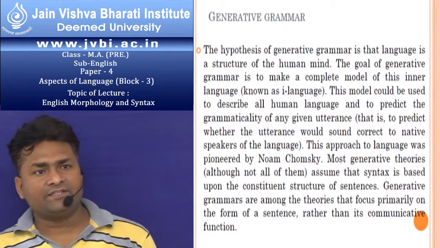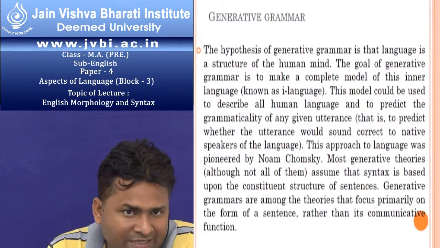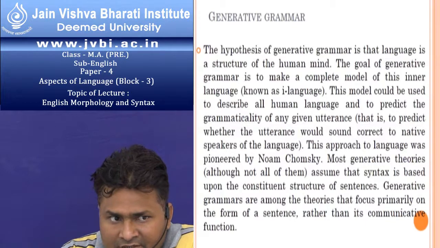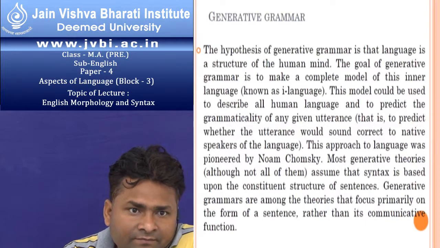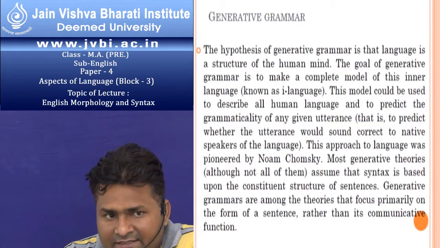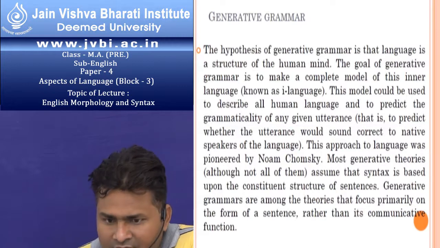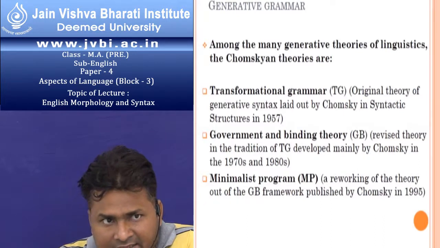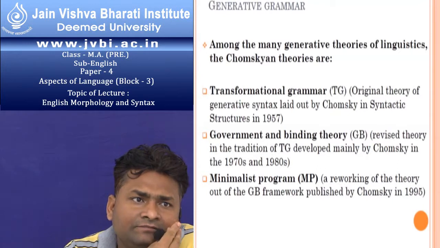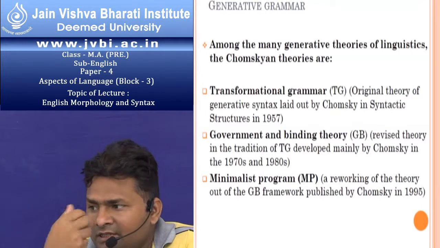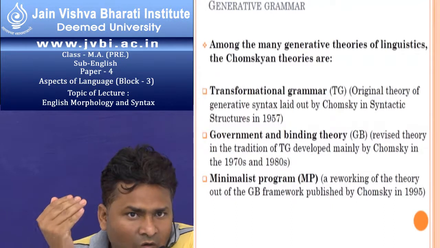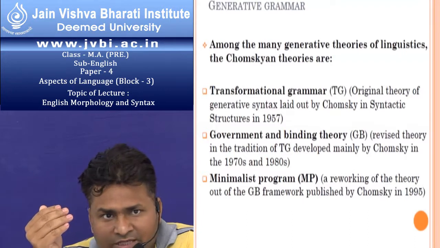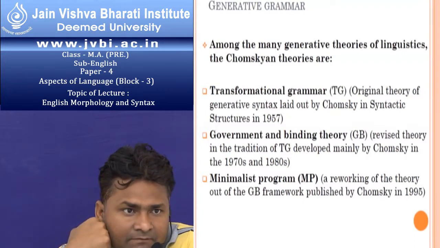Most generative theories, although not all of them, assume that syntax is based upon the constituent structure of sentences. Generative grammars are among the theories that focus primarily on the form of a sentence rather than its communicative function. Among the many generative theories of linguistics, the Chomskyan theories are, first, transformational grammar, known as TG grammar, the original theory of generative syntax laid out by Chomsky in Syntactic Structures in 1957.